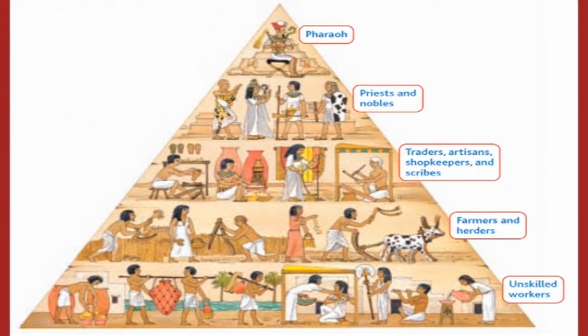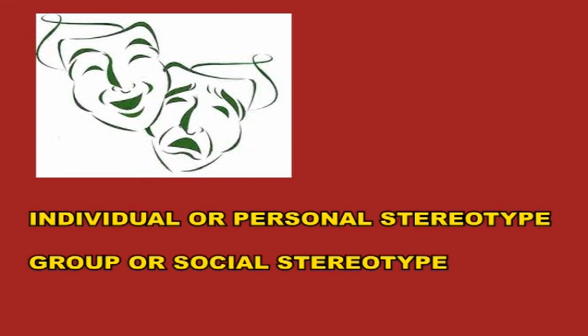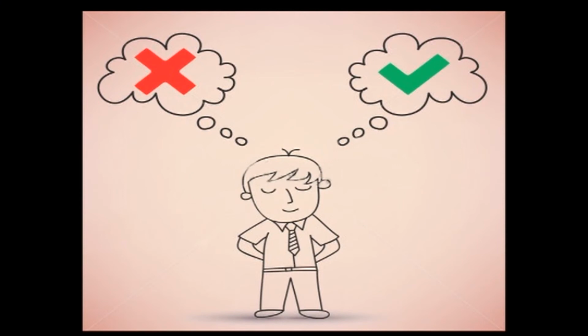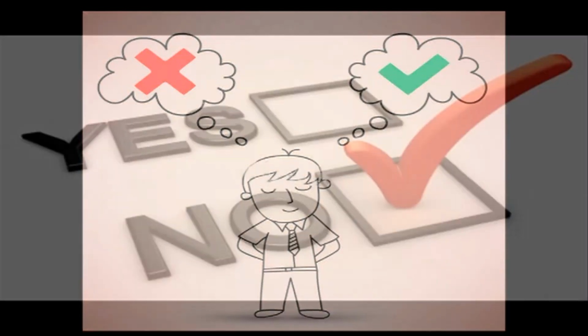Now, let us see the types of stereotypes. There are two types of stereotypes. One may be called individual or personal stereotype and the other one group or social stereotype. Personal stereotypes are related to personal experiences. On our own experience, we form an opinion about something and are not prepared to change it on others' advice. This opinion is called personal stereotype.